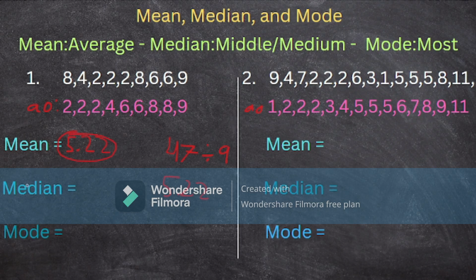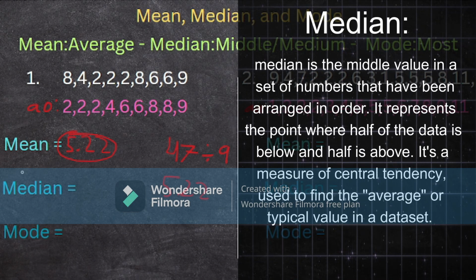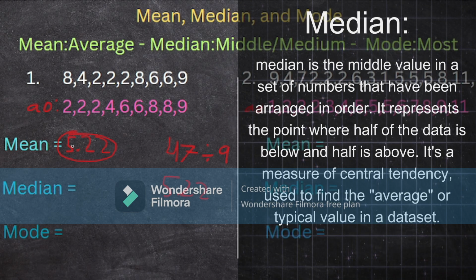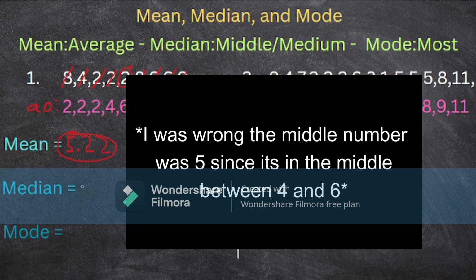Median. So let's find the middle number. 4, 1, 2, 3, 4. So our middle number is 2.